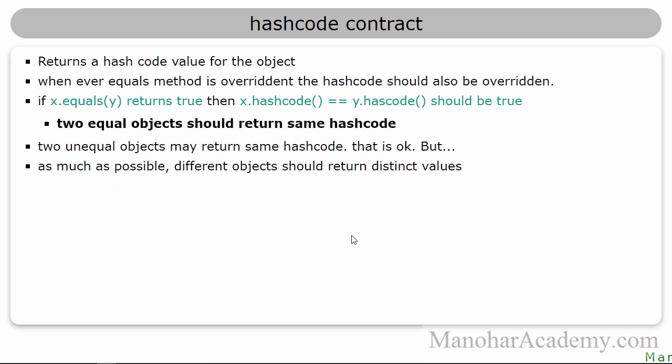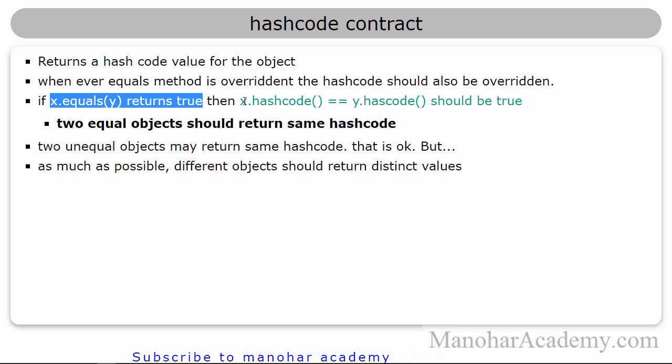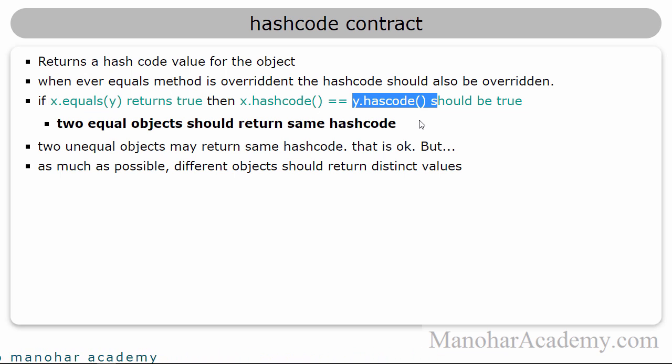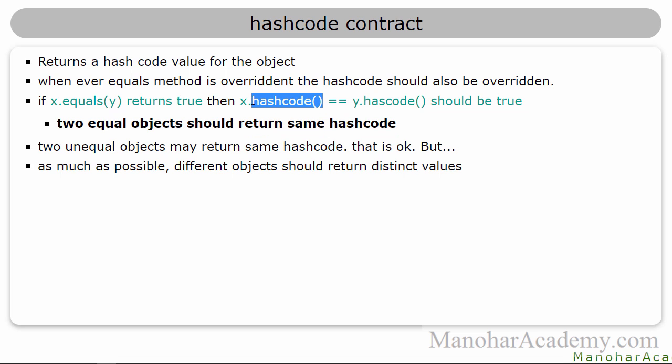No, not yet. Whenever we call the hashcode method on an object, it is going to return the hashcode for that particular object. What is hashcode? We'll see, don't worry. But the important thing is, whenever we override the equals method, we have to override the hashcode method. That is the contract. Why is that important? Because whenever x.equals(y) returns true, then x.hashCode() and y.hashCode() should also return the same values. Two equal objects should return the same hashcode.